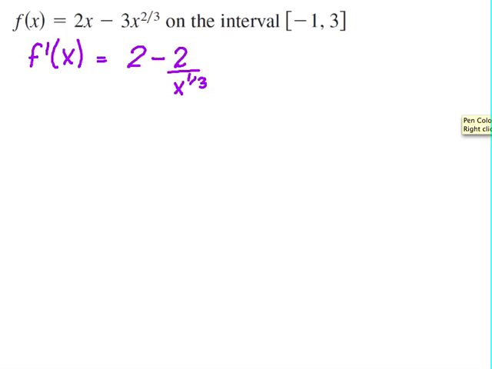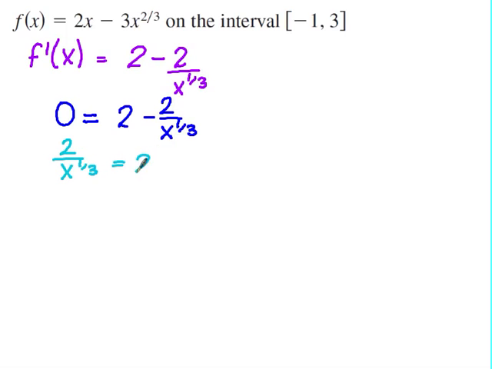So now in order to solve this and find critical numbers, I need to set this equal to 0. Okay, I'm going to show you a way to solve this. What I would do is add 2 over x to the 1/3 to both sides. Basically I'm going to move this 2 over x to the 1/3 over to the left. So I get 2 over x to the 1/3 equals 2.